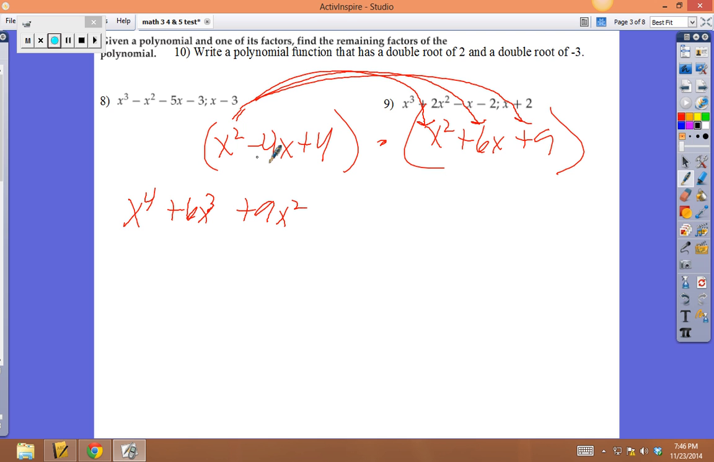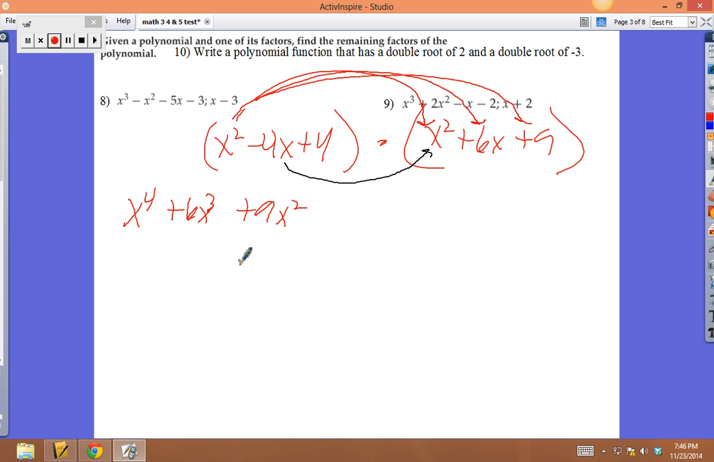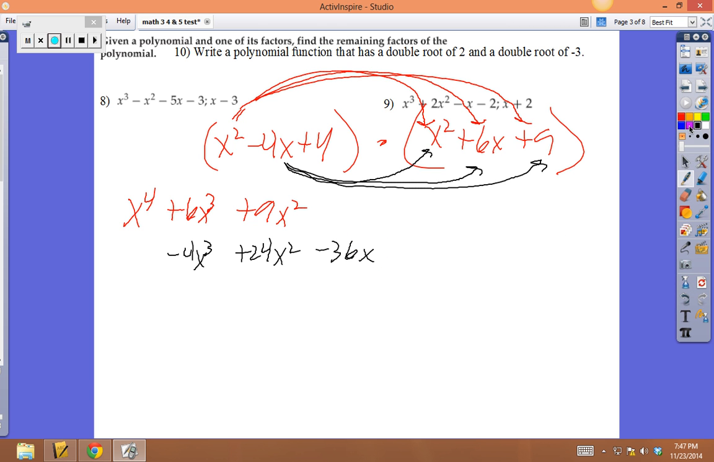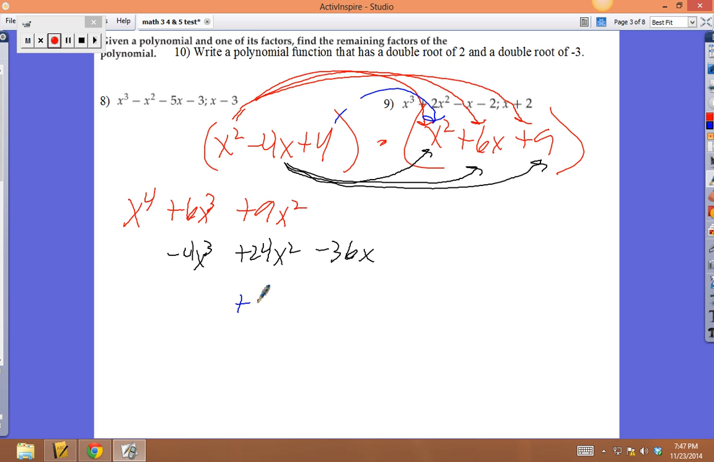Okay, that's done. Now I'm going to times this through. Negative 4 times x squared is a negative 4x cubed. Negative 4x times 6x is a plus 24x squared. Negative 4x times 9 is a negative 36x. And then, let's do 4. 4 times x squared is going to be 4x squared. 4 times 6x is 24x, and 4 times 9 is 36.